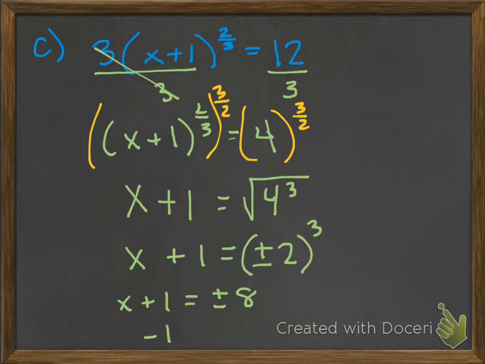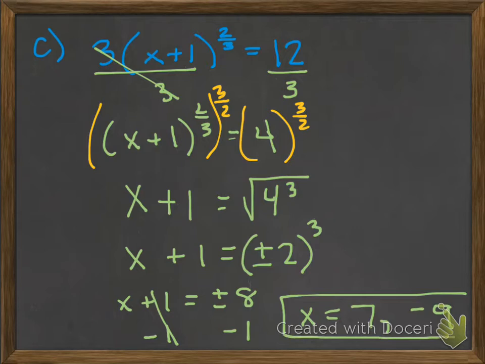And to get x by itself, I'm subtracting 1 from both sides. So if I do a positive 8 minus 1, I get the answer of 7. And if I do a negative 8 minus 1, I get negative 9. So for this problem, we get 2 answers that would work.